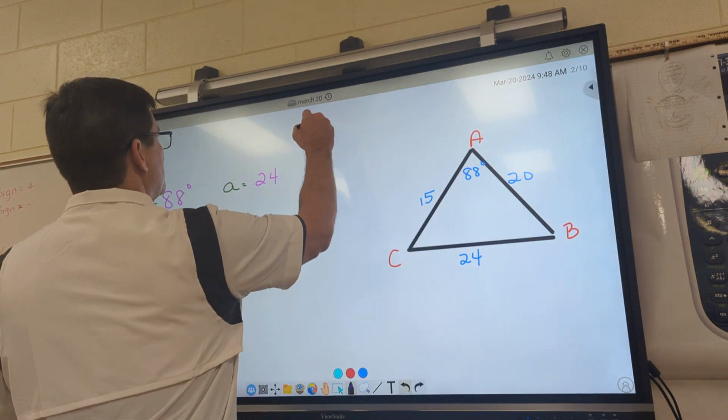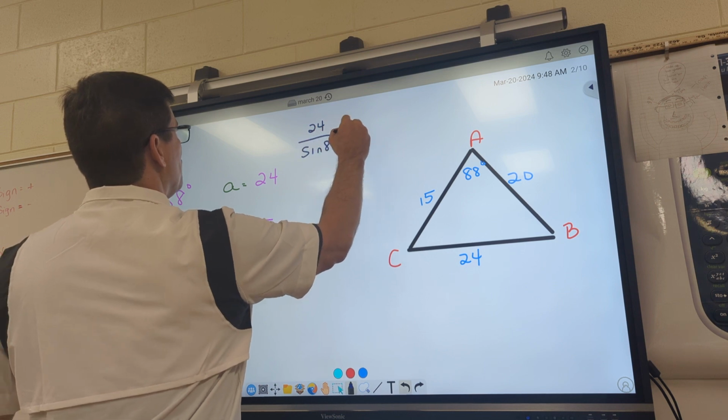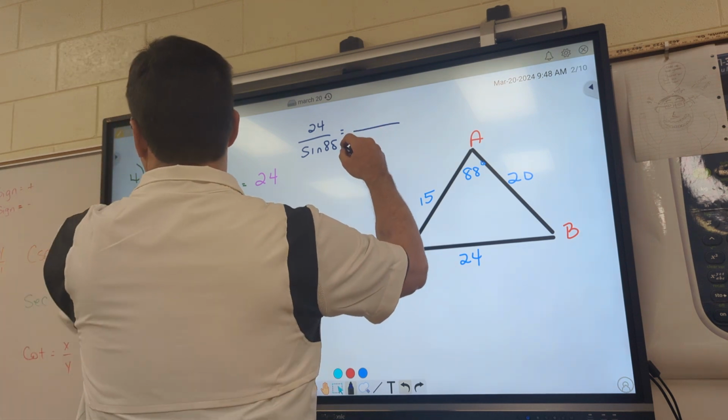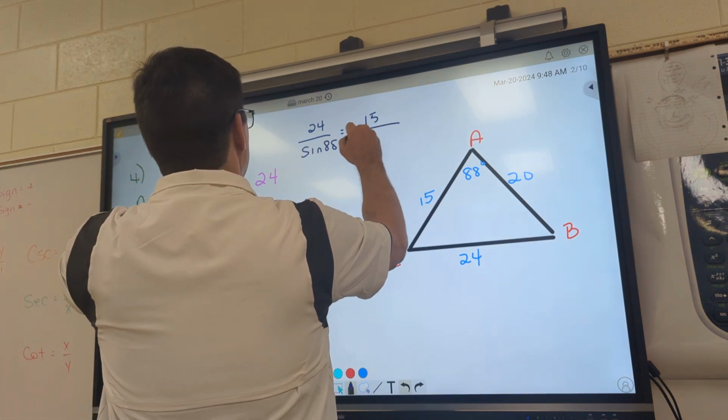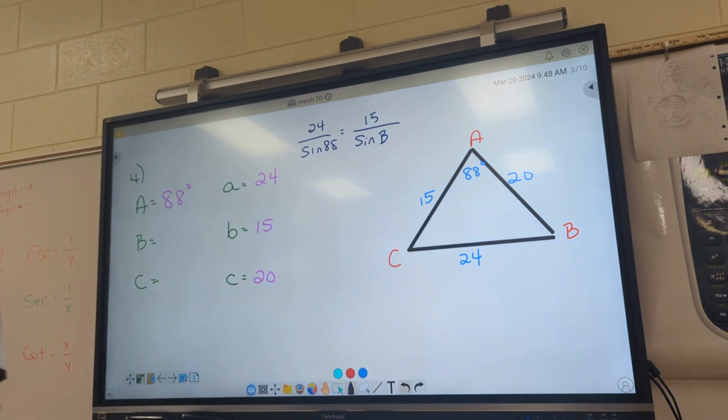All right, so we got 24 over sine of 88. Remember, when you have a decision on which angle to find, find the top one in the column first. We're going to find angle B. That's 15 over sine of angle B. All right, do your cross multiplying right here. Let's see what we get.